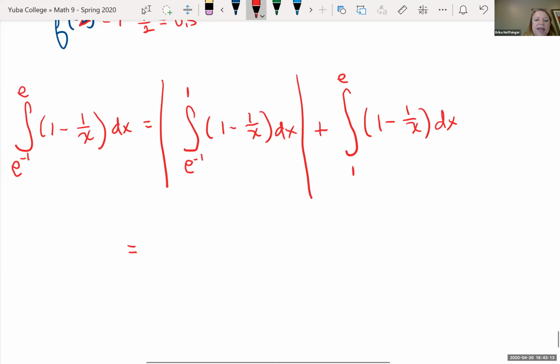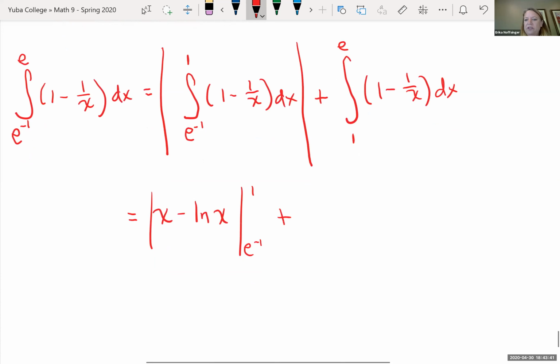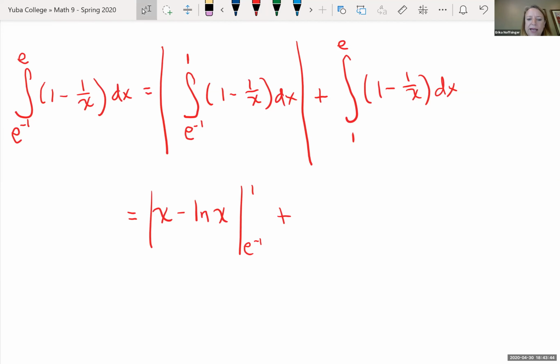So the antiderivative of x is x minus, so remember the antiderivative of 1 over x, that was the natural log of x. I don't have to worry about those absolute values around this x piece because these are both positive numbers. So I'm looking at that going from e to the -1 to 1. Plus, then I'm looking at the antiderivative of this piece. Well, we just found it. That's the same thing as we had over here. So this is x minus natural log of x. And this one is going from 1 to e.